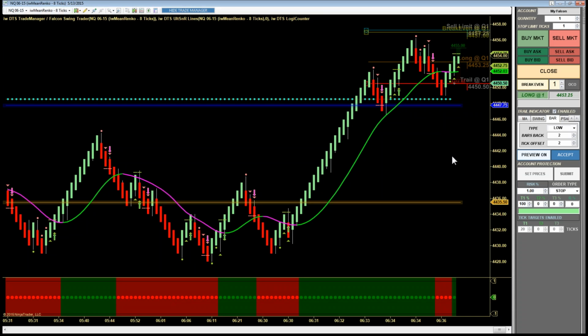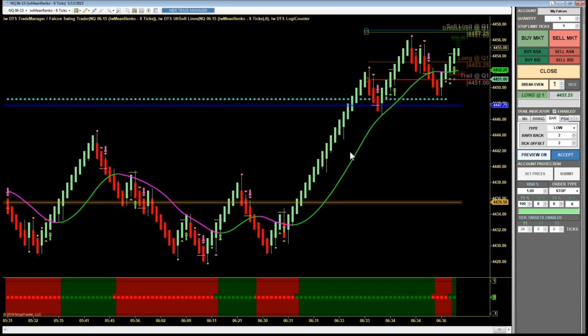Take my lumps early. The chart style that you see here, these are the mean Renko bars. You can also purchase these separately if you like. The mean Renko bars, very powerful chart style. I like them because they clearly show you where the buying and the selling is going on.